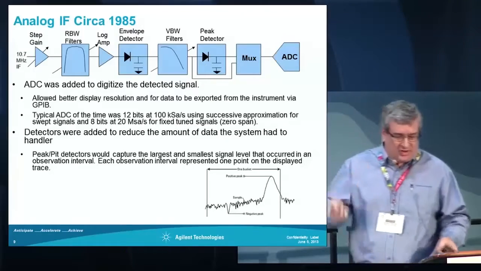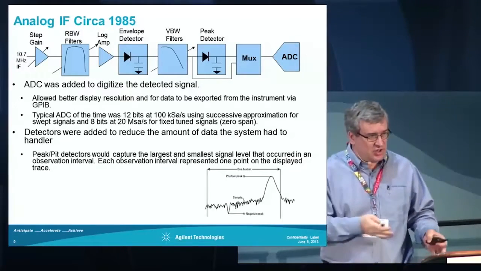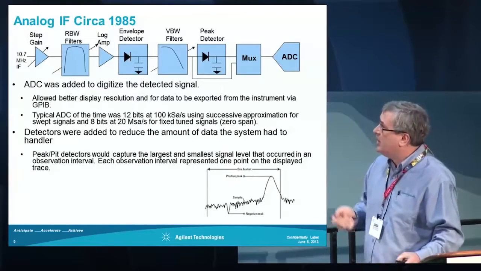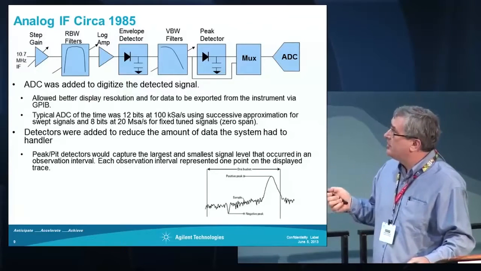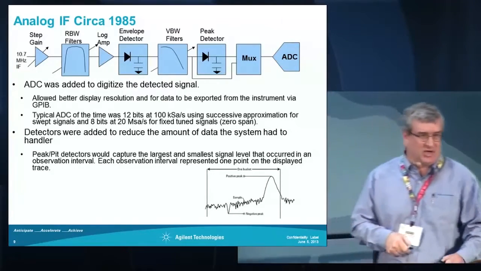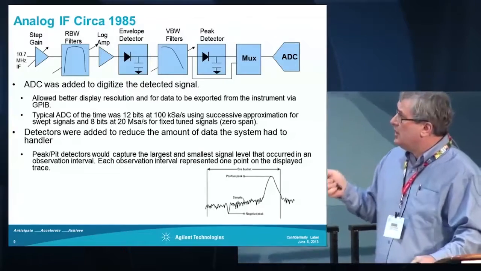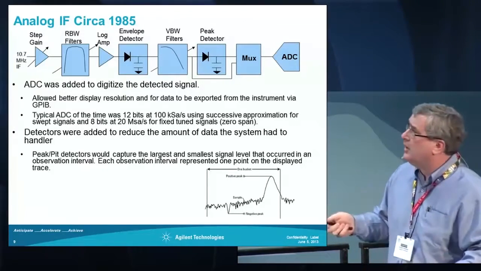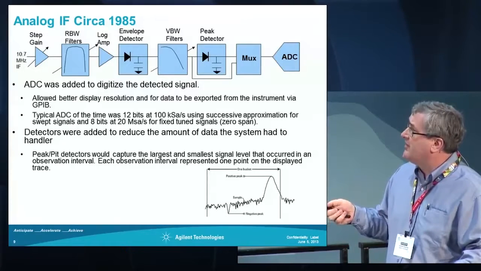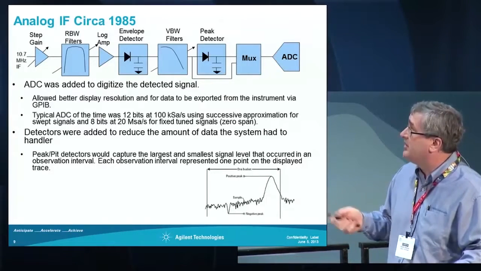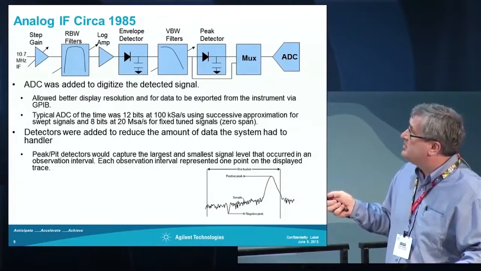So what started to change? Well, the first change that started to come into spectrum analyzers is we started to digitize our signals. So here we have a typical IF design of a spectrum analyzer built around the 1985 timeline. The front end is still very simple. We have some step gains, similar to what we had before. We have a step gain filter. We have a set of resolution bandwidth filters. We still have our log amp. We still have our envelope detectors. It's back here where we're starting to see our change.